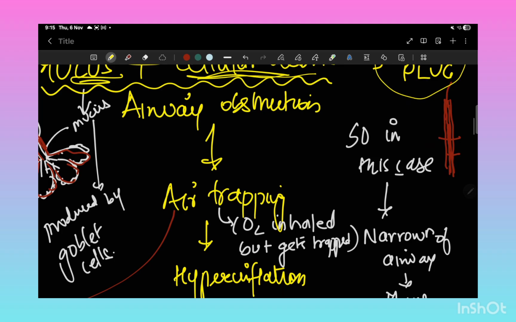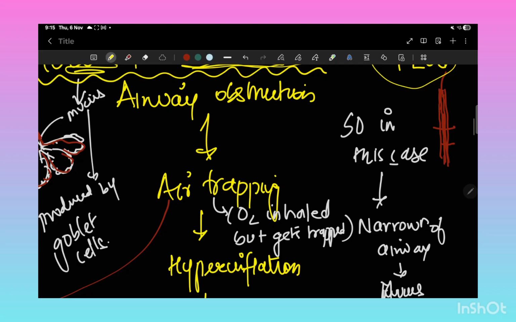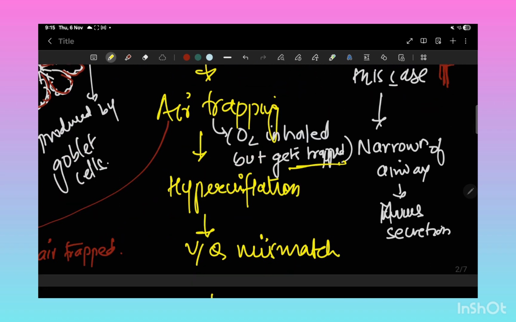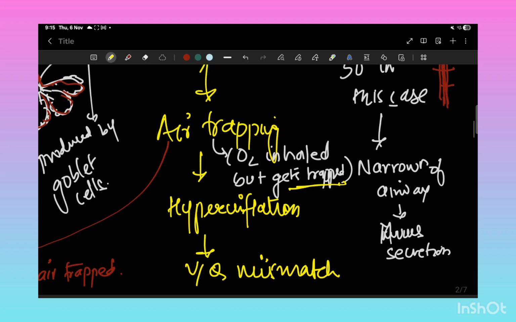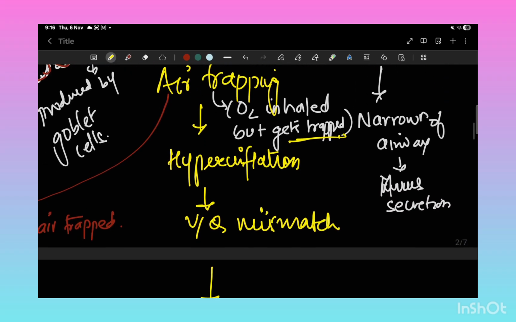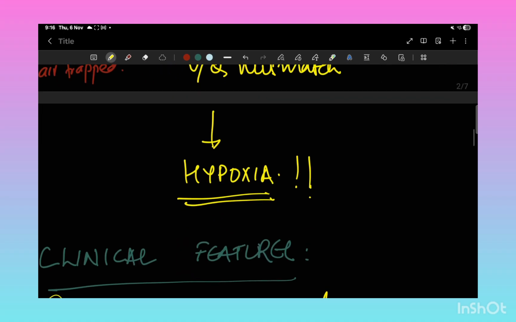When there is mucus plug formation, there is air trapping inside the bronchiole, meaning oxygen is inhaled but gets trapped. This leads to hyperinflation of the airway, and air trapping causes over-distension of the lungs and airway obstruction. Airway obstruction means there is poor ventilation in parts of the lung, leading to decreased oxygen levels and increased carbon dioxide. Poor ventilation in certain parts leads to VQ mismatch, which eventually decreases oxygen supply and increases CO2, meaning hypoxemia and hypercapnia.